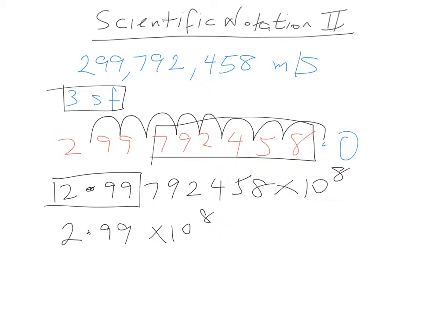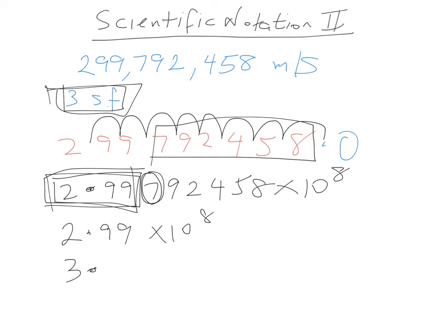Because this number here is 5 or more, it is 7, that means that we are rounding this up. We round this up to 3. And because we're doing it to three significant figures, which is standard scientific notation, this ends up being 3.00 times 10 to the power of 8.